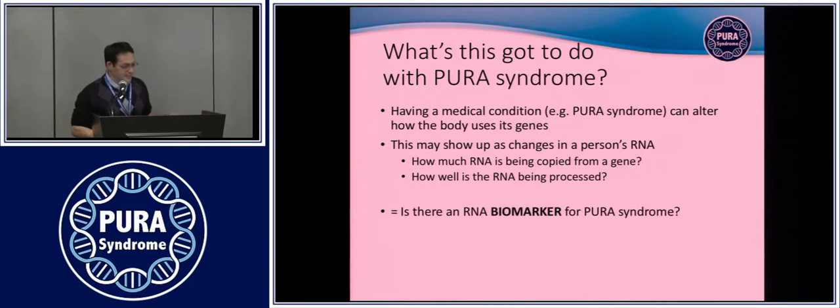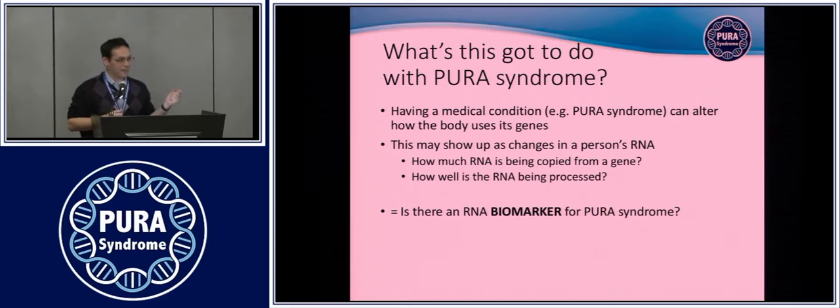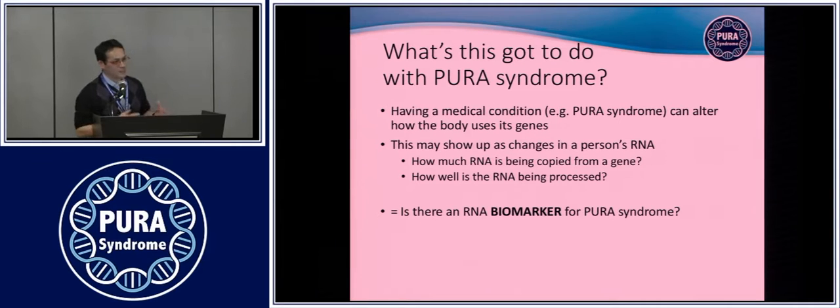And we hope that by studying the RNA in model systems and also hopefully in patient samples, that we can try to find a signature that is different in PURA from in healthy people. And this is what you might call a biomarker. So you might have come across this term biomarker. It's basically something you can measure that is a proxy for a condition, some sort of readout.